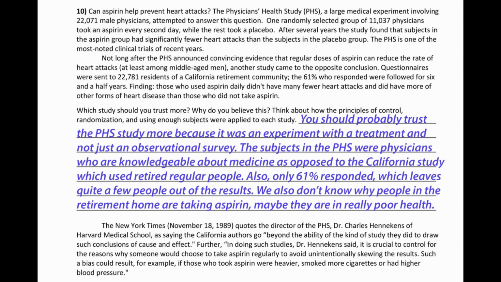Such a bias for why people take aspirin could result in, say, they were taking it because they were overweight, they smoked more cigarettes, or had higher blood pressure. So there were underlying conditions for why they were choosing to take aspirin. And if those things weren't controlled for, it might make it look like aspirin was causing an increased heart attack risk, when really it was these other things.